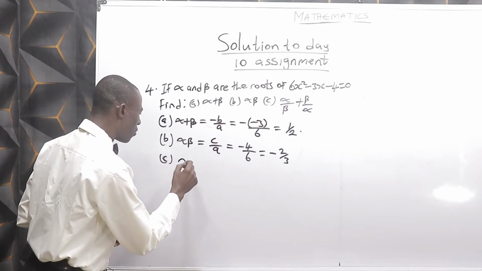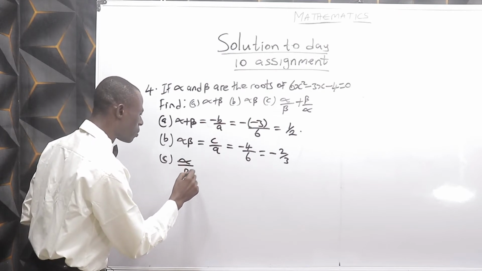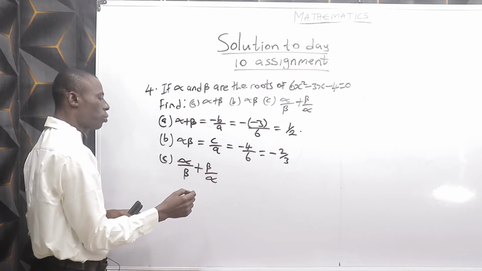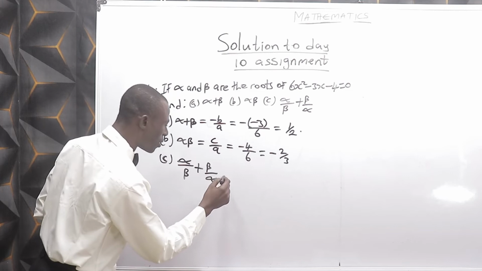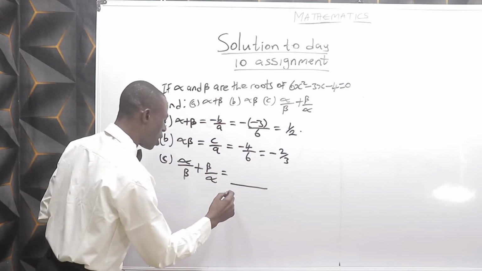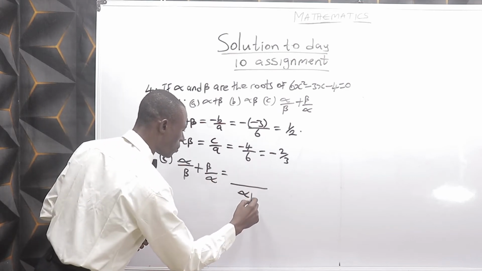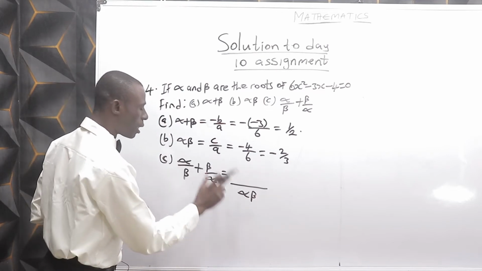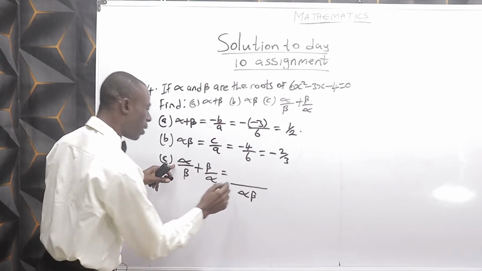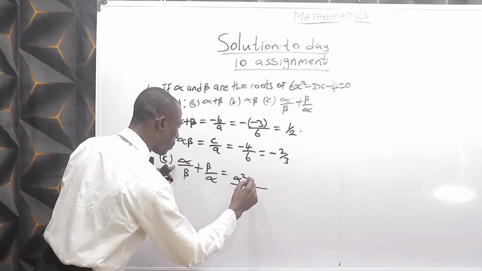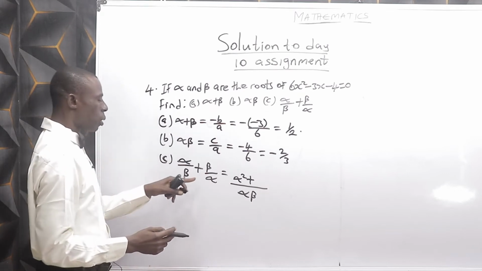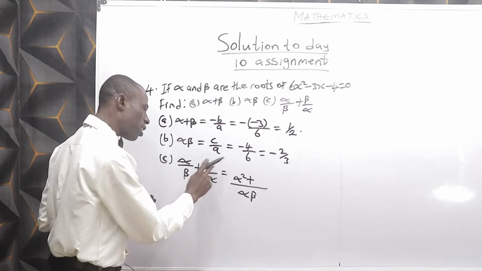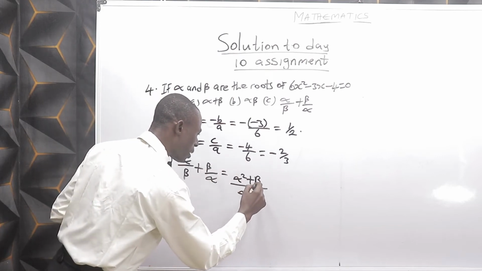that is alpha over beta plus beta over alpha. What you do here is take the LCM. LCM here is alpha beta. Beta in alpha beta gives alpha. Alpha times alpha, that is alpha square. Plus alpha in alpha beta gives beta. Beta times beta is beta square.